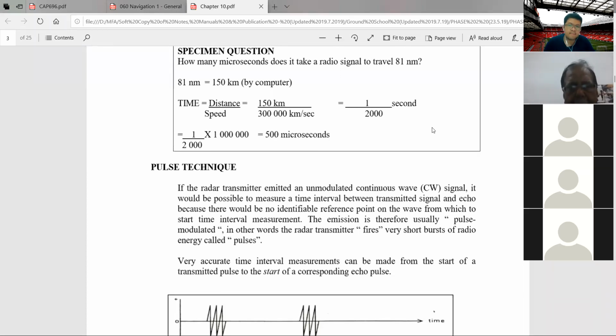If I transmit 1000 pulses in 1 second, how much time will it take for one pulse to be transmitted? 1 upon 1000 seconds. That will come later. But as far as the time is concerned, when we talk about one pulse, how much time does it take for one pulse to be transmitted? You will be transmitting 1 upon 1000. Time will be that.